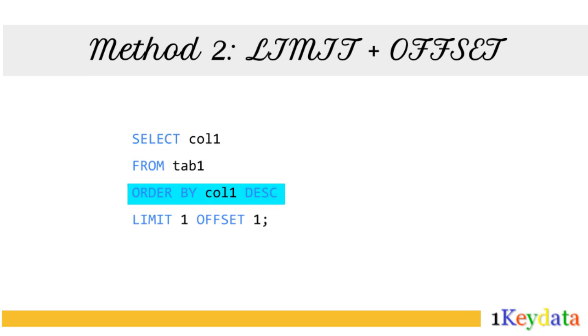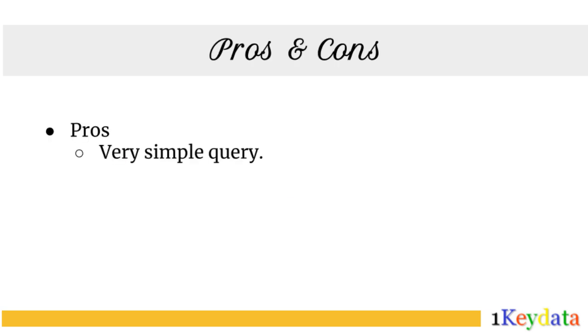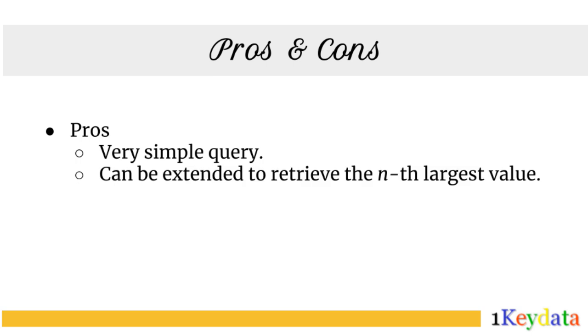The order by clause sorts the values in descending order. Limit 1 returns only one value, and offset 1 skips the first value. The pros of this query are that first, it is a very simple query, so it is easy to write, understand, and maintain. In addition, it can be extended to find the nth largest value. To do that, you simply adjust the value after offset. For example, to find the third largest value, you will specify offset 2.